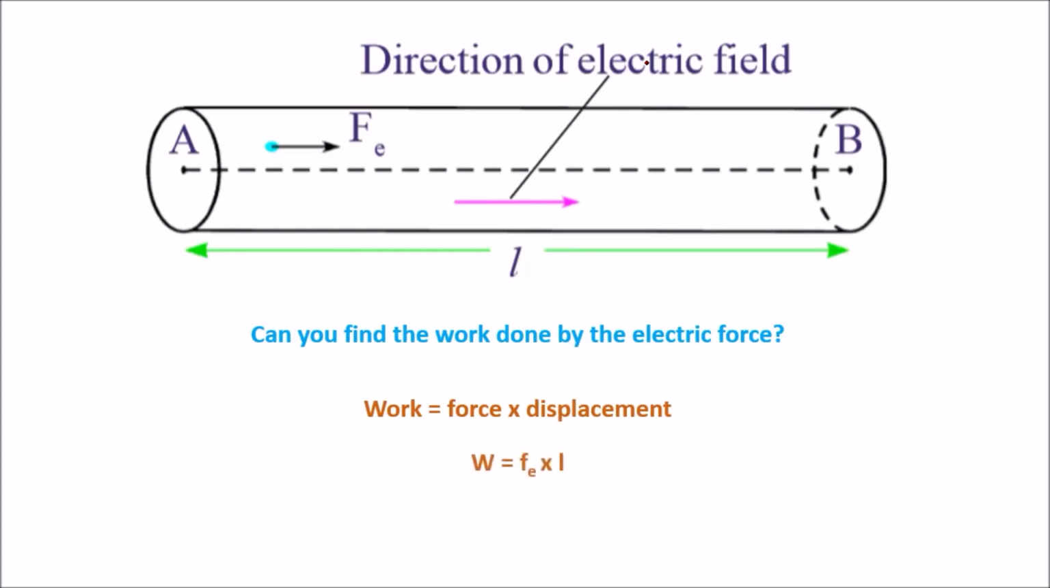Here, work is equal to force. What force is acting on the electron? Electric force is acting. So force Fe into displacement. How far is that electron moving? From A to B. What is the distance from A to B? It is L. So W is equal to Fe into L is the formula for work. In simple form we can write W is equal to FeL.